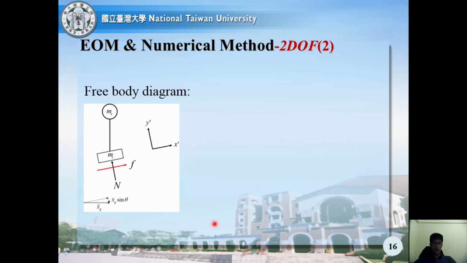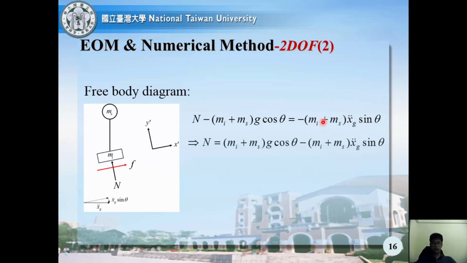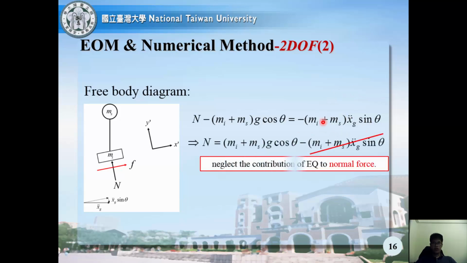And then again, by the free body diagram and the force equilibrium, we may get the normal force of our system. But however, again, due to the small inclination angle, the normal force can be simplified into this form.